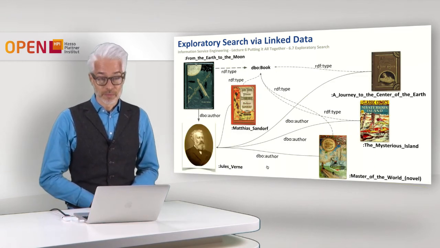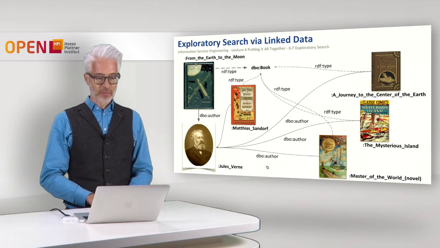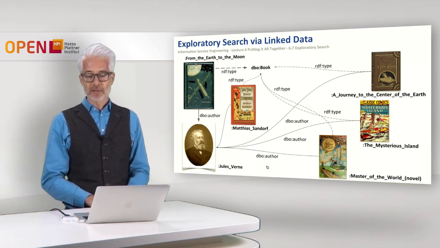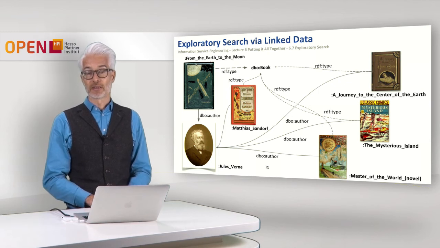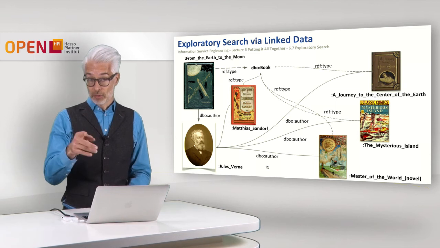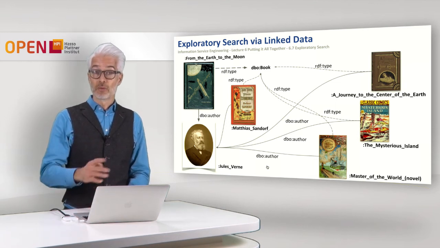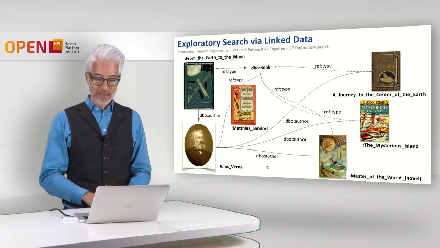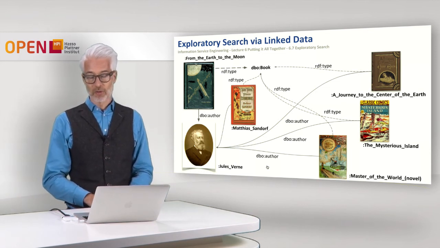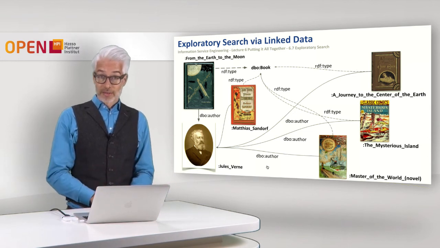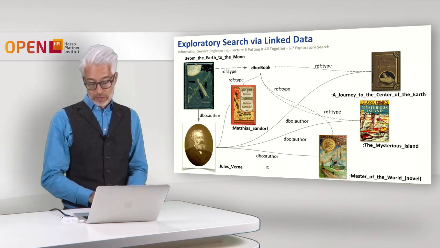What else can we do? We see that From the Earth to the Moon has been written by Jules Verne, and then we can simply look at what other books Jules Verne wrote. So this is then a second stage proximity of other books, of the same type, to our original item that we have in mind. So probably Matthias Sandorf or A Journey to the Center of the Earth might be of interest to you. Probably they are still too similar and you are looking for something else.